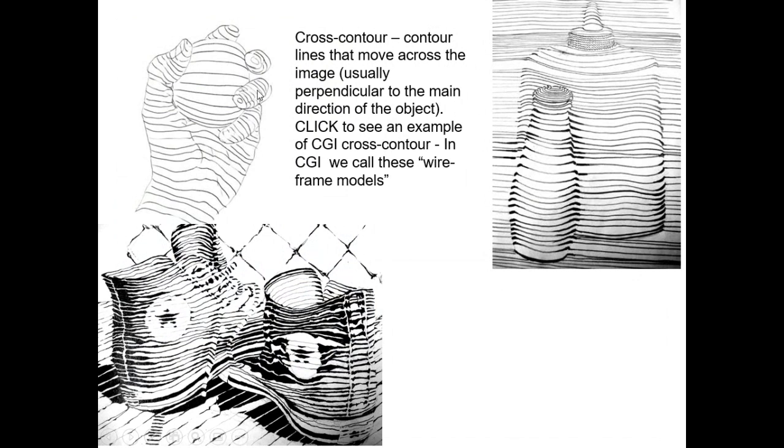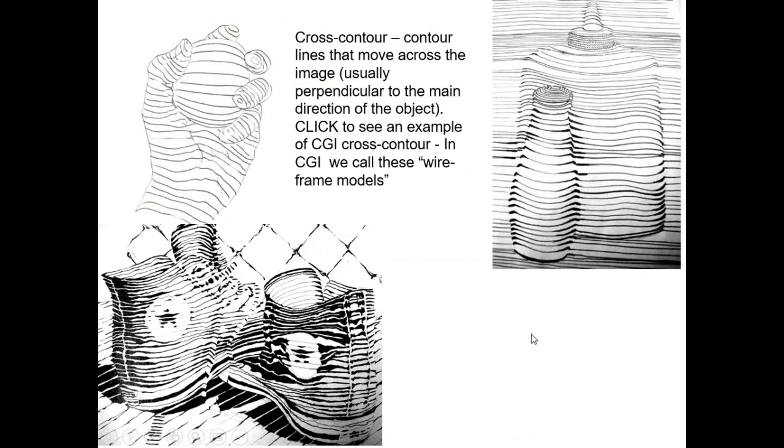All of these are going essentially the opposite direction of the main thrust of that object. A good example of that are these drawings of bottles. They're mostly upright verticals, but the contour, or in this case cross contour lines, are moving across them horizontally.